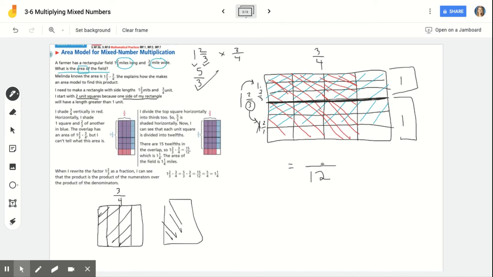And now our numerator is how many total pieces did we shade twice? So we're going to go back and ask ourselves which pieces are shaded in with red and with blue. And again, if you weren't using the different colors, you're looking for what pieces did we shade in twice?